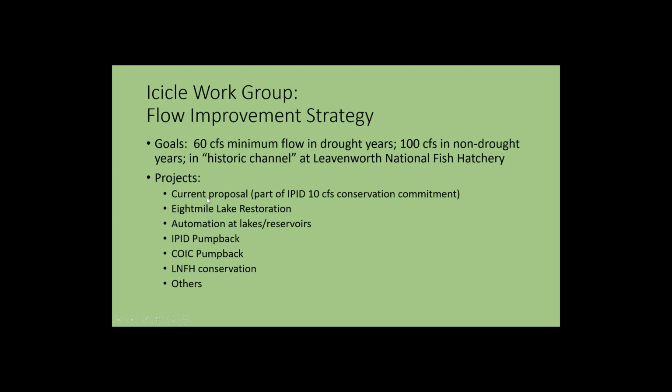So the current proposal to acquire 3 CFS is part of that larger 10 CFS that the irrigation district has committed to the Icicle strategy for Icicle Creek. There are other projects that we're hoping will contribute to in-stream flow: 8 Mile Lake restoration, automation, pump back projects, fish hatchery. The fish hatchery is making some significant improvements right now, installing circular tanks and a new intake system. So generally speaking, things are promising for Icicle Creek.